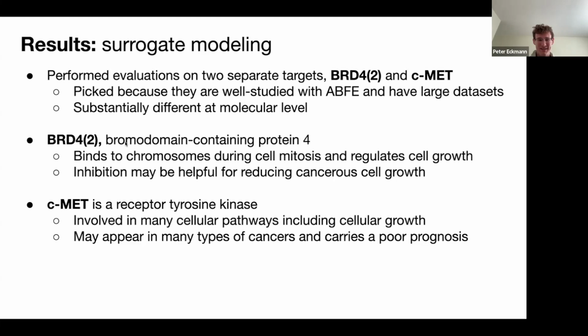So BRD4 is bromodomain containing protein 4, and it binds to chromosomes during cell mitosis and helps to regulate cell growth. Its inhibition may be helpful for reducing cancerous cell growth. And CMET is a receptor tyrosine kinase, which is involved in many cellular pathways, including cellular growth. It may appear in many types of cancers and generally carries a poor prognosis. So both of these targets are relevant mostly to cancer, but they're both well studied in drug discovery.